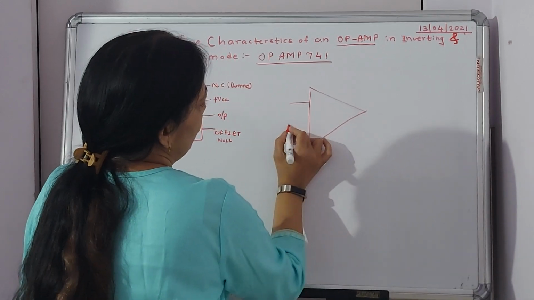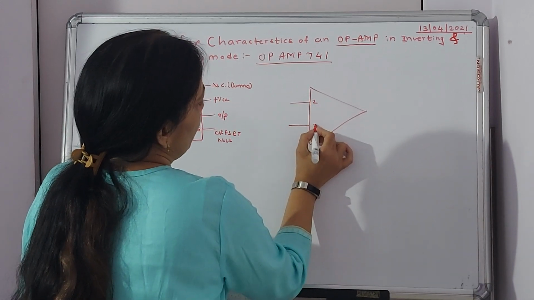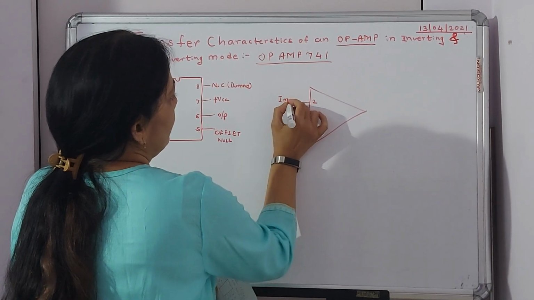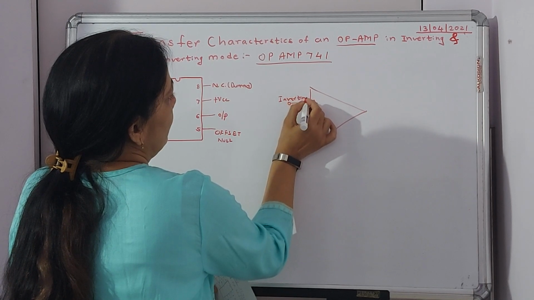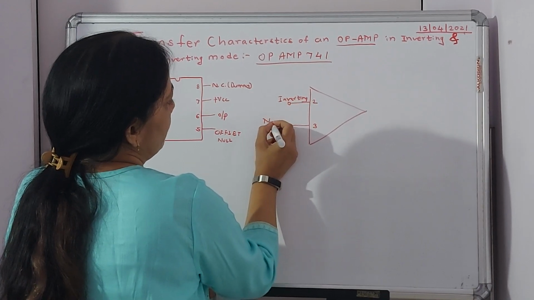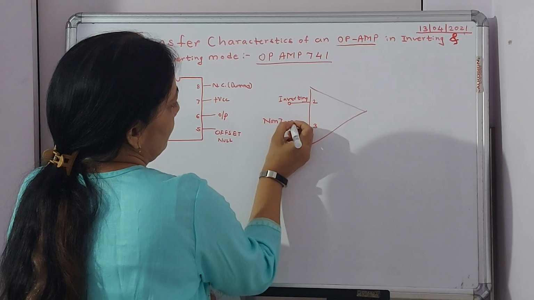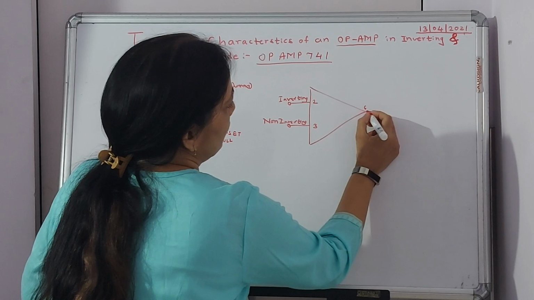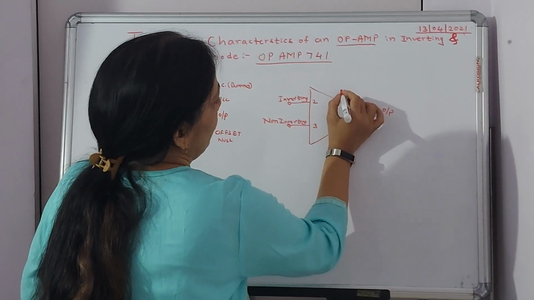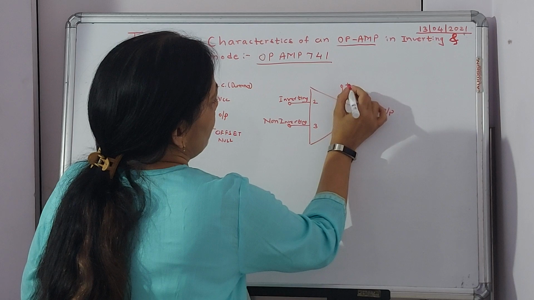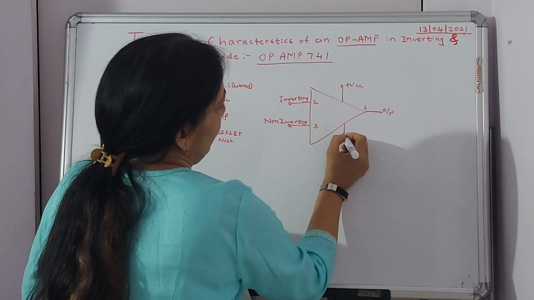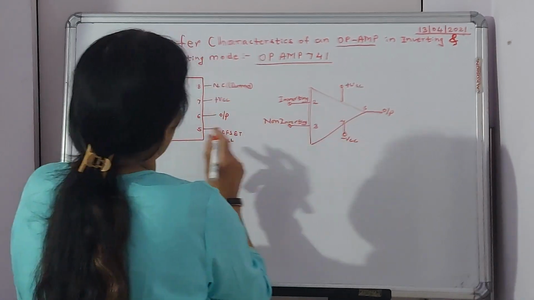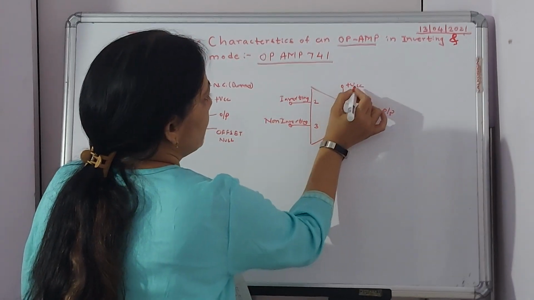So this is my pin number 2, pin number 3. Pin number 2 is inverting, pin number 3 is non-inverting, and pin number 6 is the output. Here I have plus VCC, here I have minus VCC. So minus VCC is pin number 4, plus VCC is pin number 7.